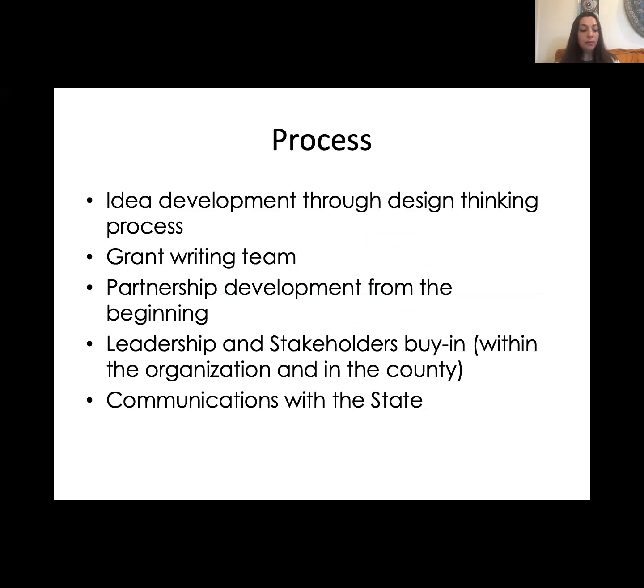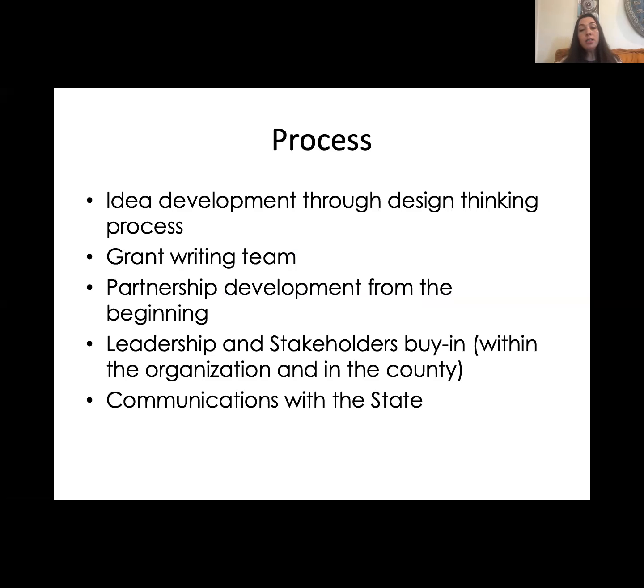Next slide, please. So how the process worked was that we started the idea development for this grant a year before we applied. That process started with the design thinking process, which I'm gonna talk a little bit about in the next few slides.